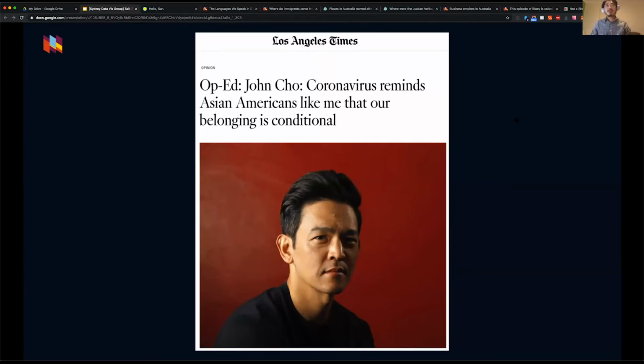So this problem is not isolated to Australia. Jack Zhao, if you know him from various movies, made a very meaningful statement: the belonging of Asian Americans and Asian Australians is conditional. Whenever something pops up, in this case COVID-19, public opinion turns against Asian Americans or Asian Australians. I resonate with Jack Zhao's view, and I see that as a problem.